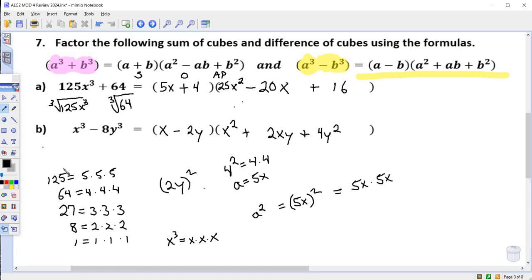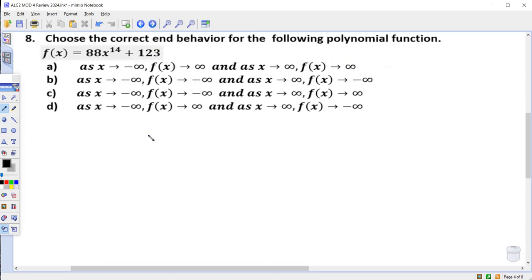Maybe getting a little bit used to it. Question number 8. Choose the correct end behavior for the following polynomial function. And we have 88x to the 14th power plus 123. This is a 14th degree binomial polynomial. 14th degree polynomial with a binomial. Oh, that's hard to say. Okay.